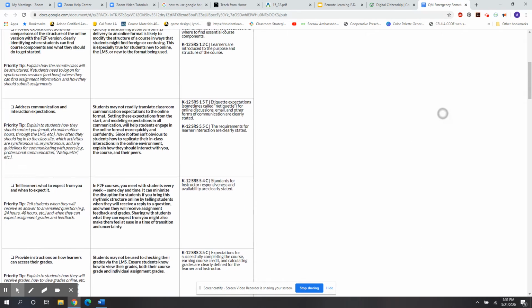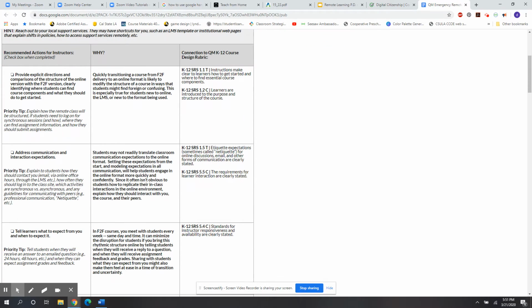having a typed paragraph that informs the parent and the student as to how they will be graded, your office hours, and availability for help. The one aspect that I think does require lessons is this second one here, where you address communication and interaction expectations. And that's because the criteria says that you are modeling expectations.